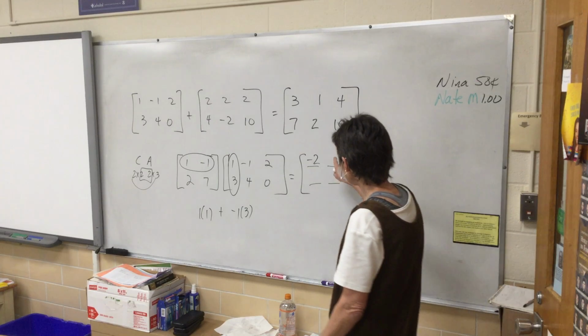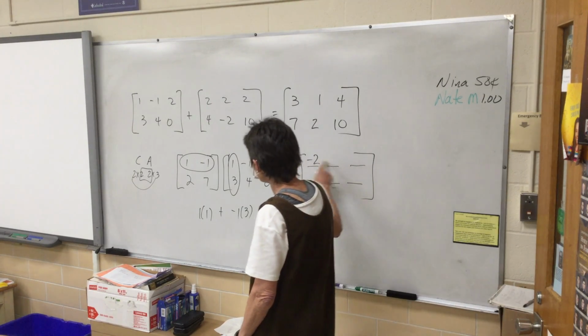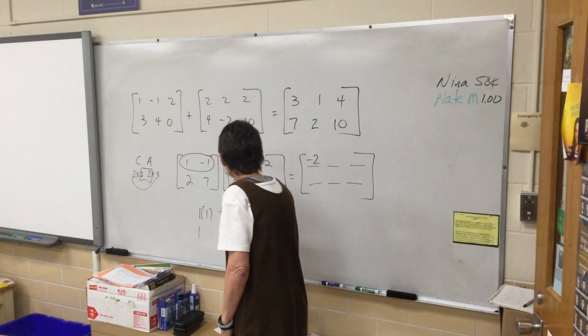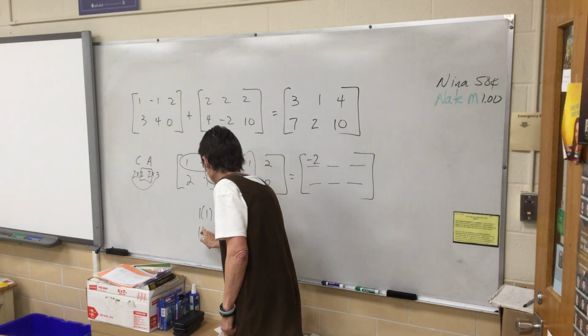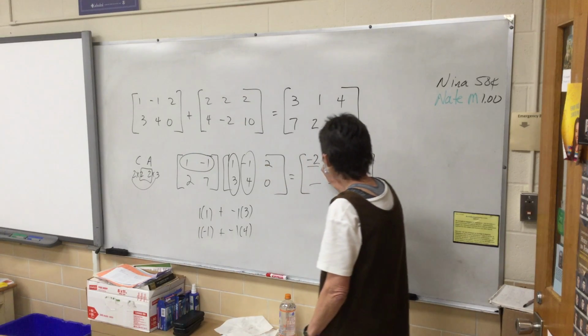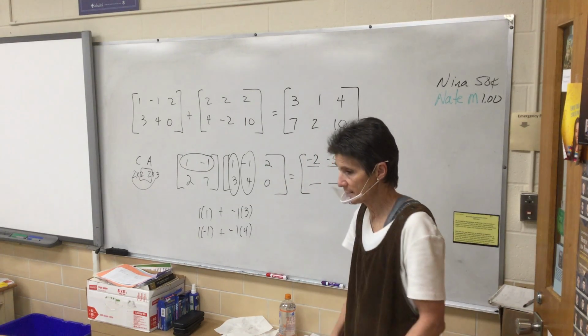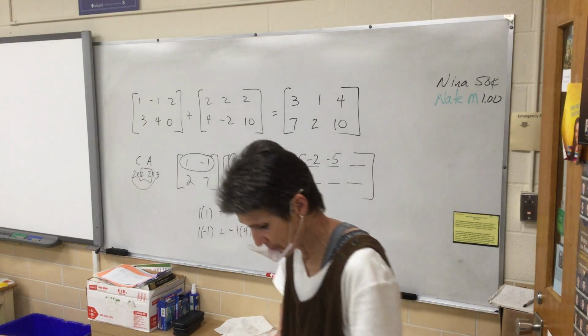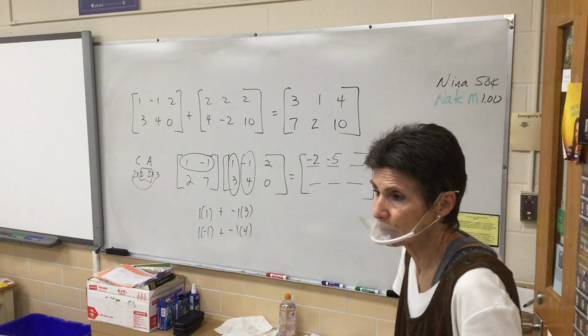And then when I do this one, same thing, only it's first row, second column. So that's going to be a negative 5. Go ahead and fill in the rest. Tell me what you get, and we'll talk about any entry that we don't agree on.